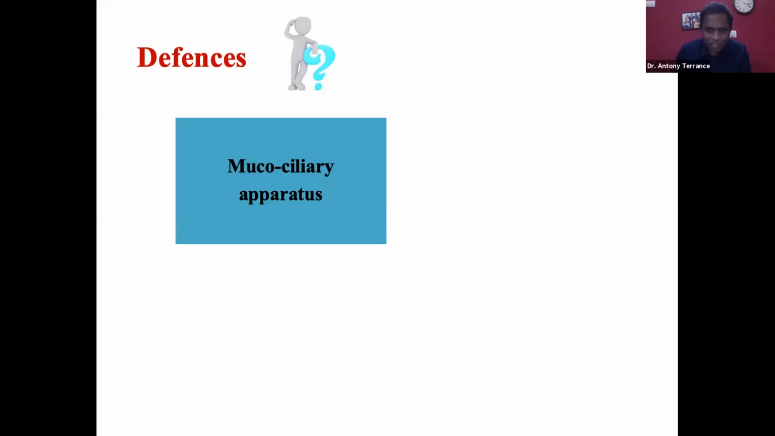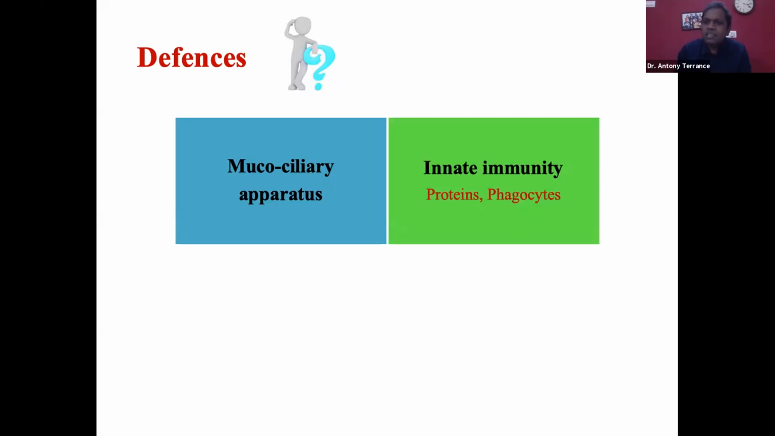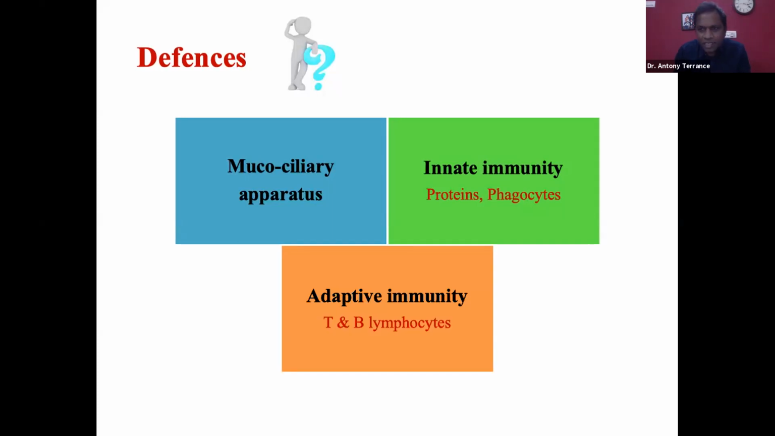And then if it crosses the mucociliary apparatus, it has to encounter the phagocytes, innate immunity, as well as the proteins, which are like missiles. And then if it passes through this, then it has to face the adaptive immunity, T and B cells. Therefore, our immune system is quite strong, and we have got barriers. Therefore, for an infection to become recurrent, it has to pass through all the barriers. Therefore, we have to ask, are our defenses getting weak?